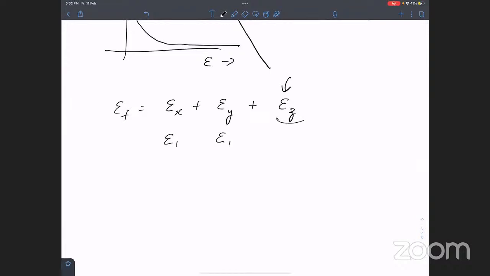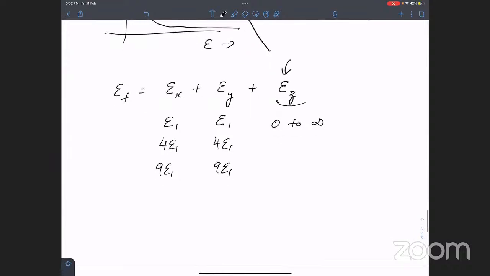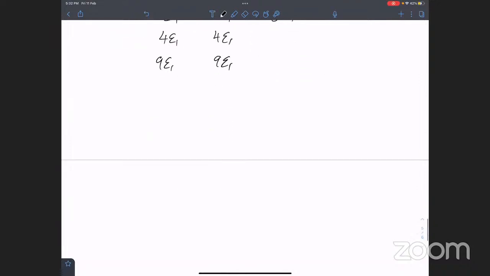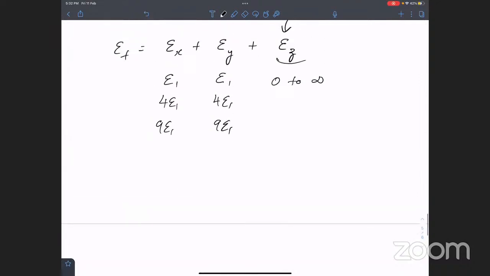And what is the minimum energy for this? This can take any value from 0 to infinity. What is the next possible value for Ex? It's 4E1, then 9E1, and so on. So clearly the total energy can never be less than 2E1.